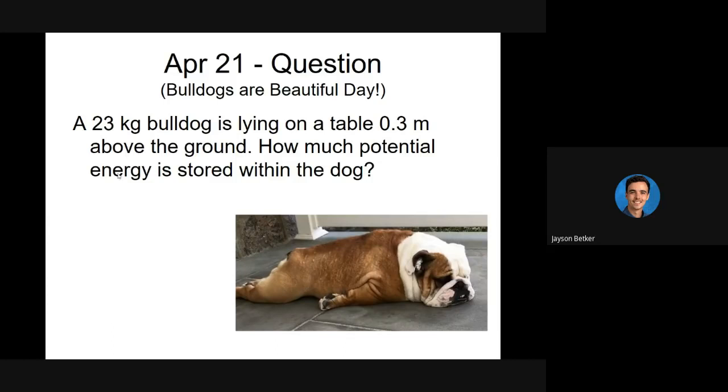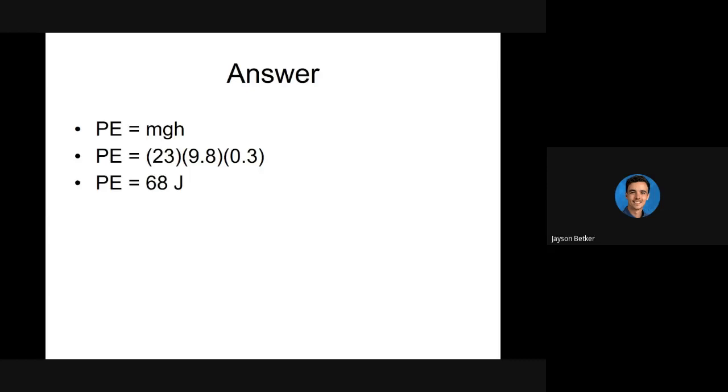You are probably finished the question now, so I'll show you the answer. You've got the mass of 23, the gravitational acceleration is 9.8, and the height is 0.3. So you multiply all of those together, mgh, and you should get, using sig figs, 68 joules for the potential energy stored within the bulldog lying on the table.